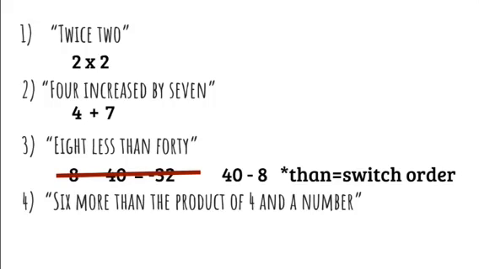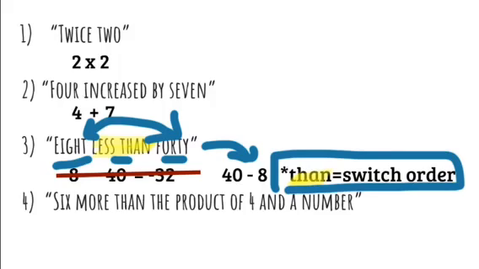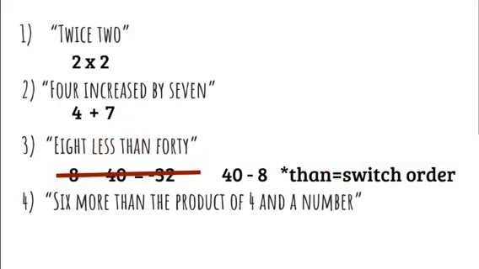So there's a little key here that when you see less than, that word than means you need to switch the order. So this isn't 8 minus 40. It needs to be 40 minus 8. You need to switch these two. So the word than means you switch the order of the numbers.